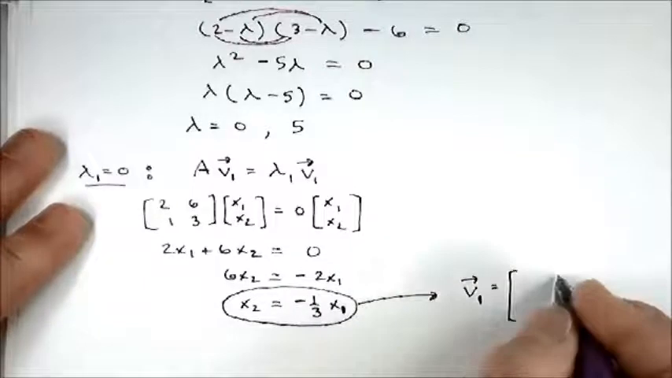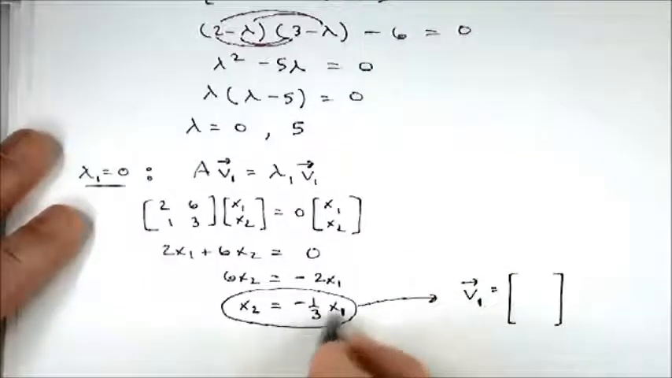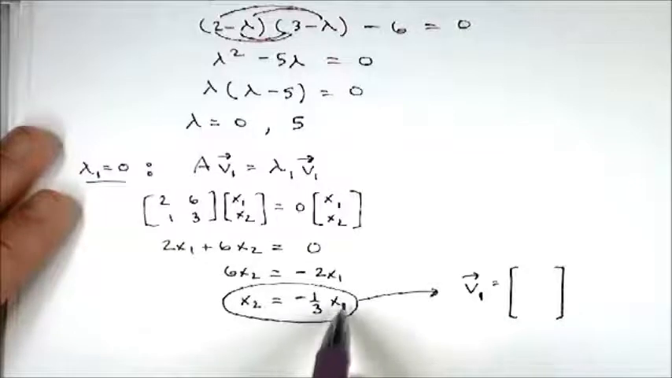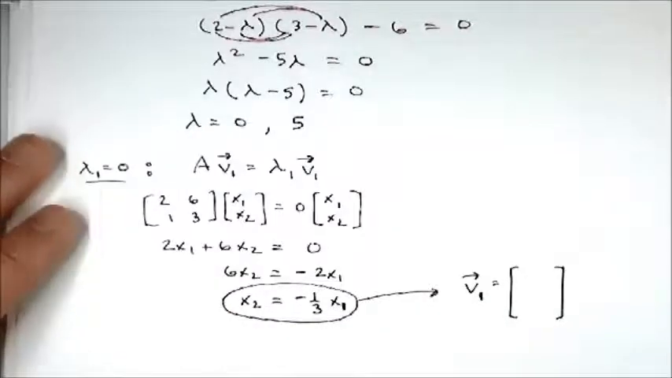So as far as the choosing goes, hopefully I've convinced you, you can choose whatever number you want, although you probably wouldn't want to choose 0 because you'll end up with 0, 0. Now, what I've done on the past ones is I chose 1. If I choose x1 to be 1, then that's going to make x2 negative 1/3. Totally fine. That's a valid eigenvector.